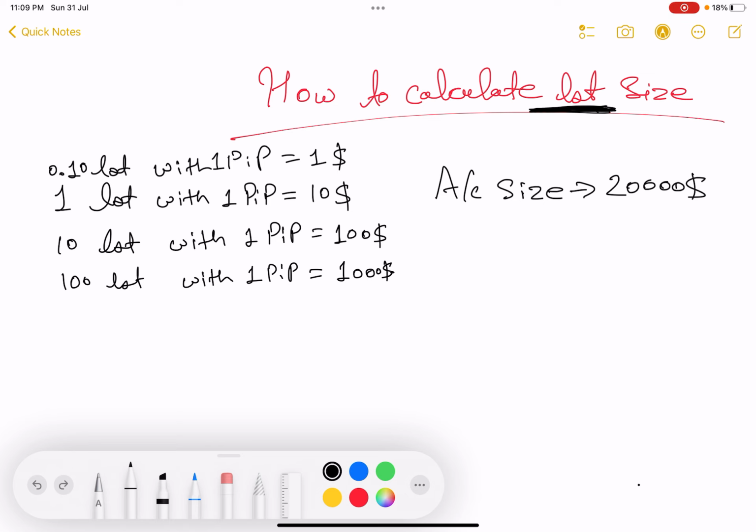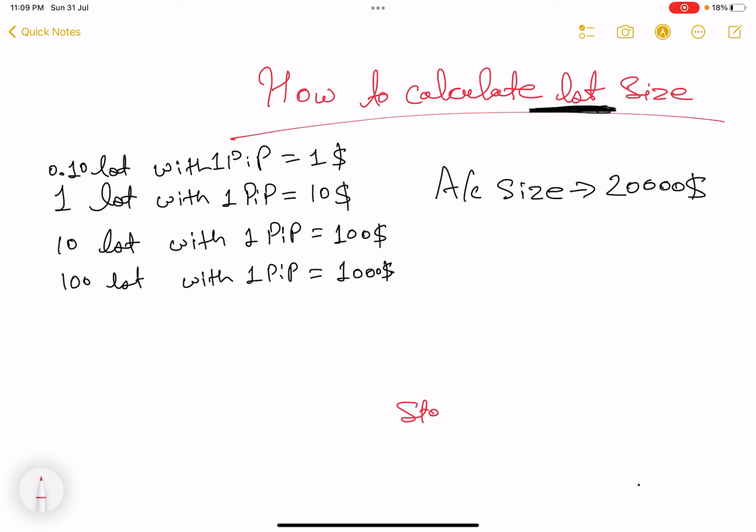Let's say right now my account size is as before, and you understood how to calculate the pips, right? In the previous video we understood how to calculate pips. So you know how many pips it is. So let's say your stop loss is 5 pips. Now you can risk only $200.